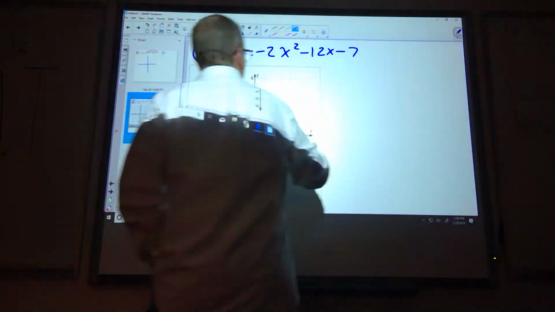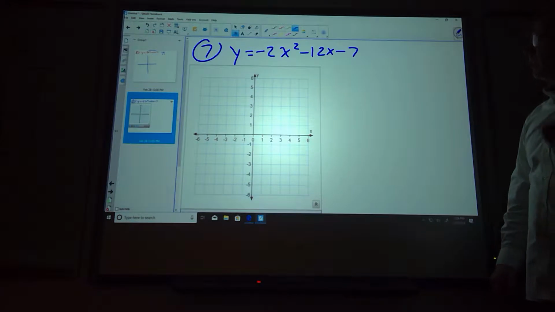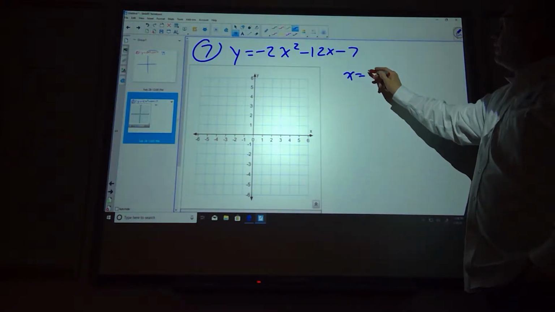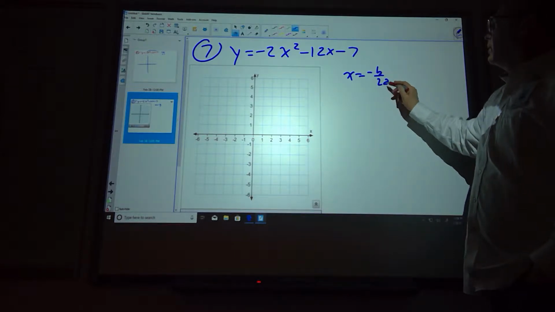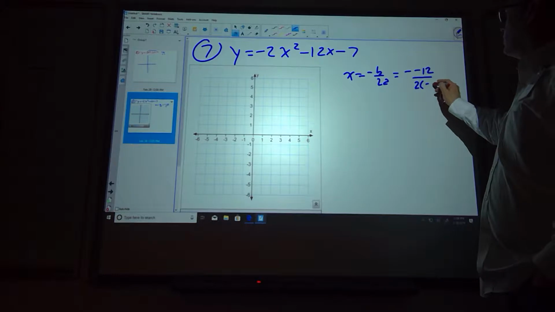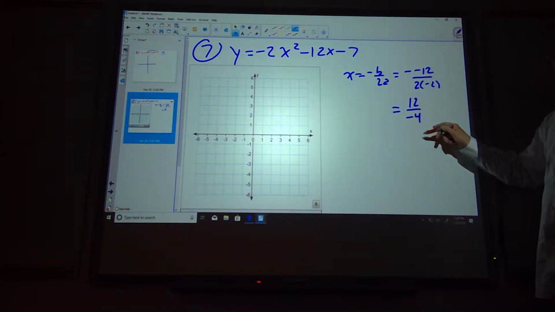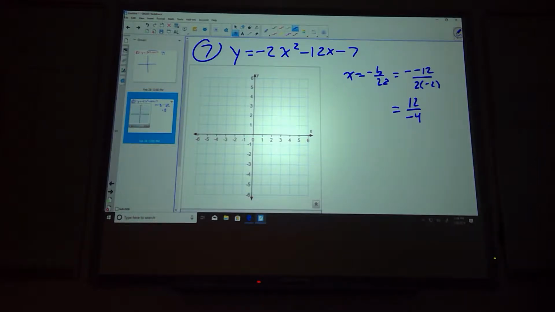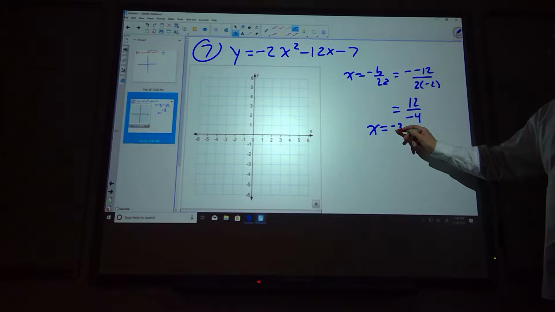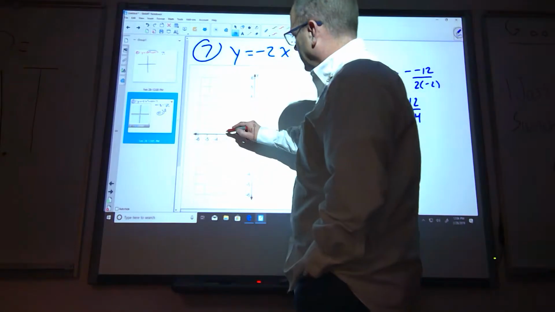Okay. Let's do negative b over 2a. I mean, this one might have factored out, but I don't like having that negative out front. So I'm going to go x equals negative b over 2a, which is negative 12 over 2 times negative 2, which gives me 12 over negative 4. Is that okay so far? And that reduces to negative 3. So that's my axis of symmetry. So negative 3.